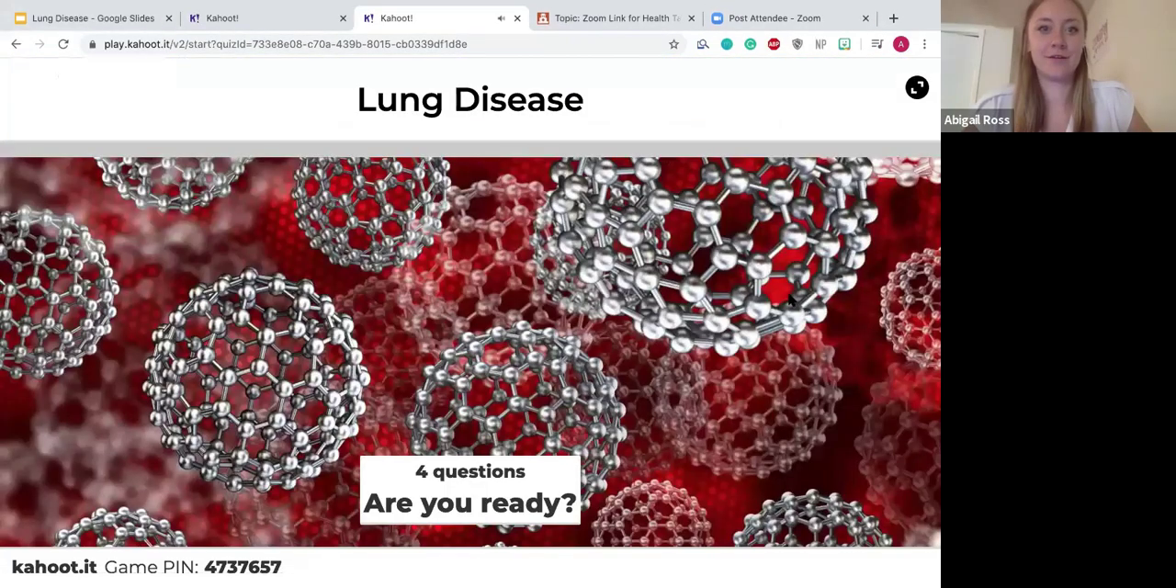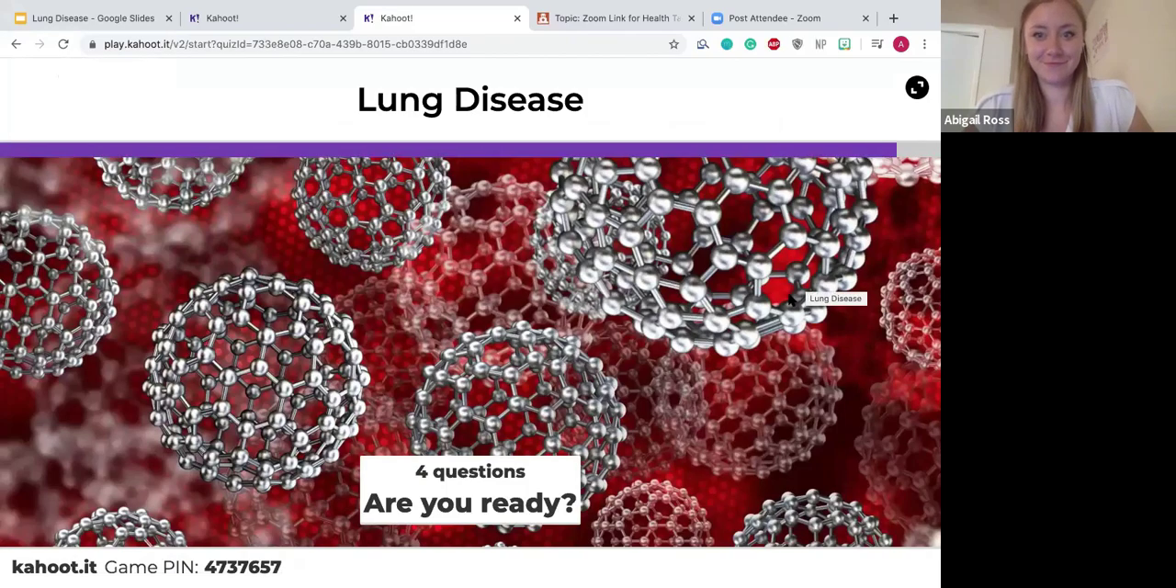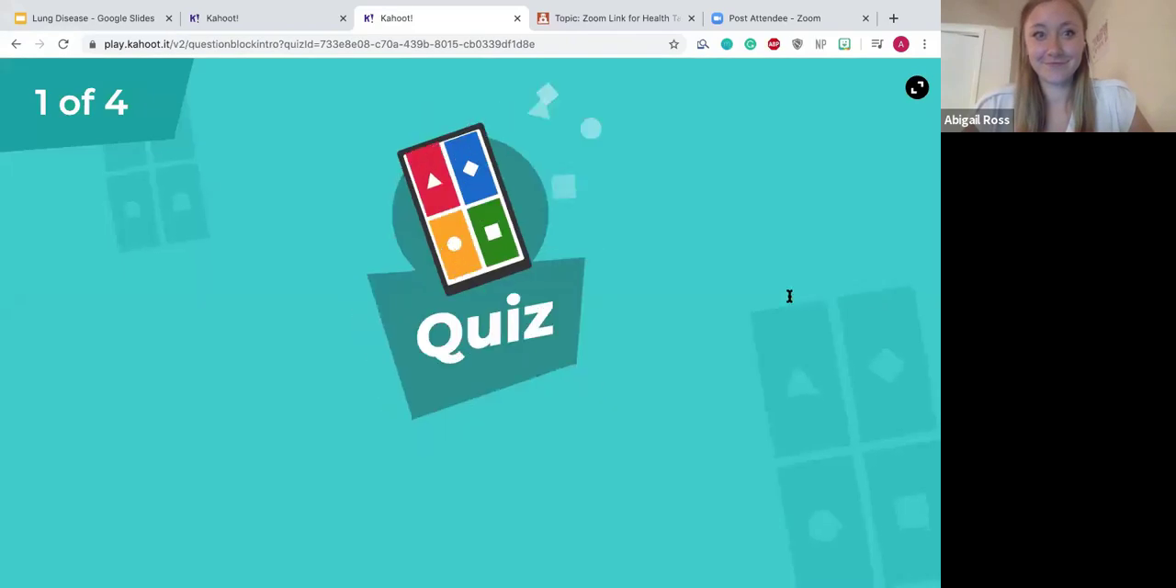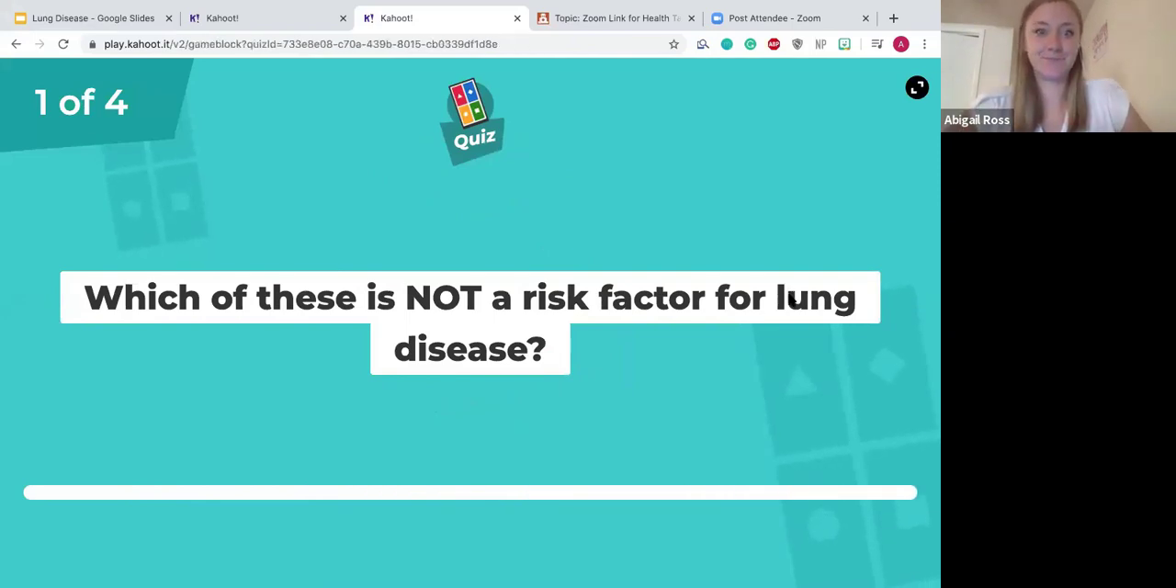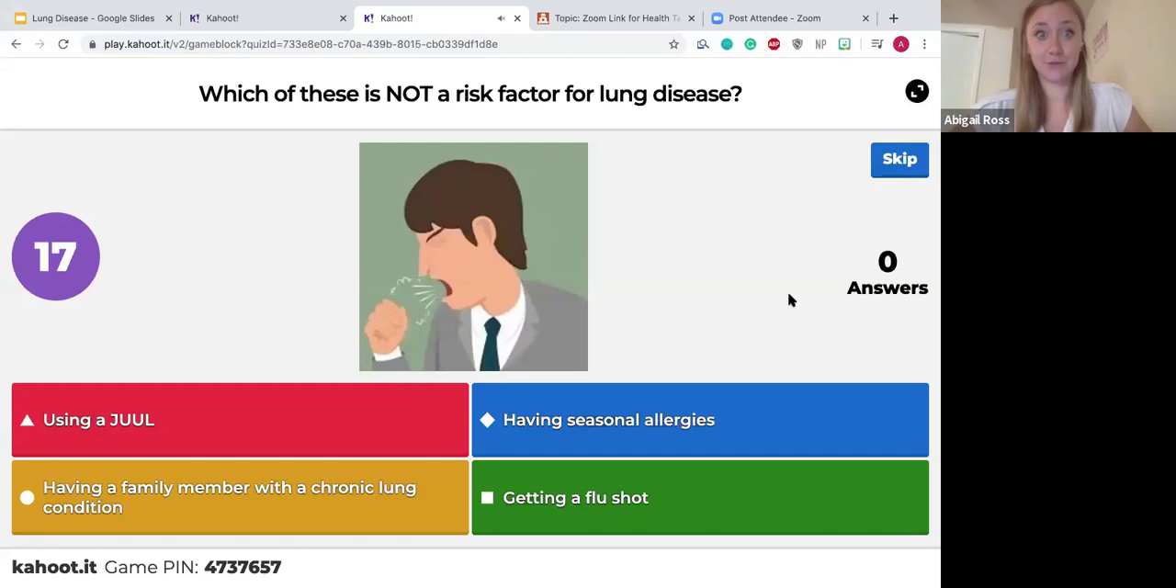Question 1. Which of these is not a risk factor for lung diseases? Using a Juul, having seasonal allergies, having a family member with a chronic lung condition, or getting a flu shot?